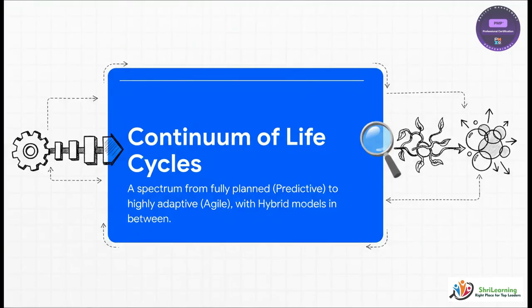Now, this is a really important concept to grasp. Don't think of these approaches as totally separate, isolated boxes. It's much better to picture them on a spectrum or a continuum. Way over on one end, you've got predictive. That's where everything is planned out in detail from the very start. And way on the other end, you have agile, which is all about being flexible and adapting to change. And everything in the middle? Well, that's where the hybrid models live.